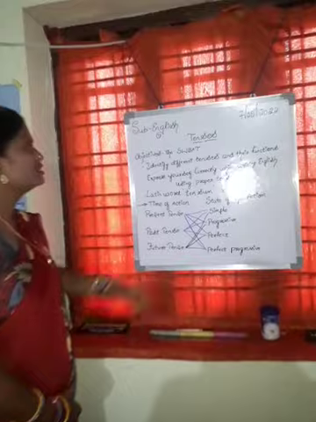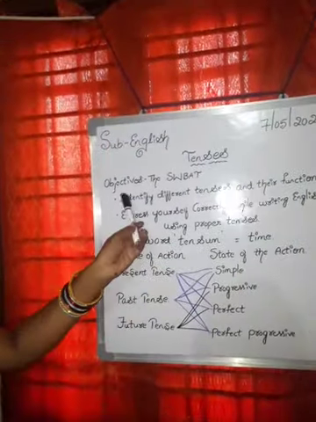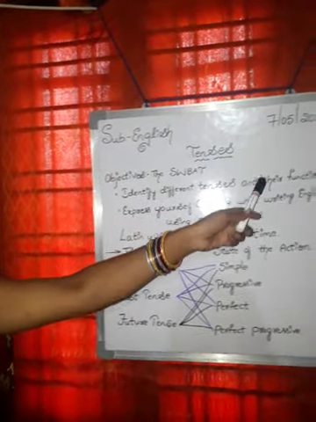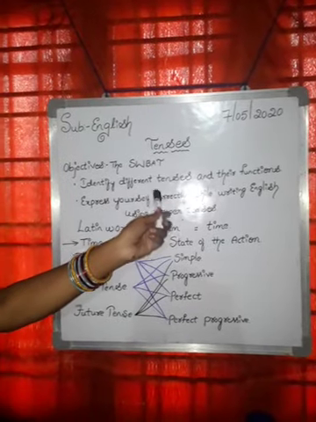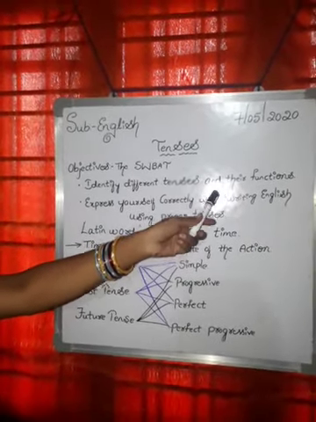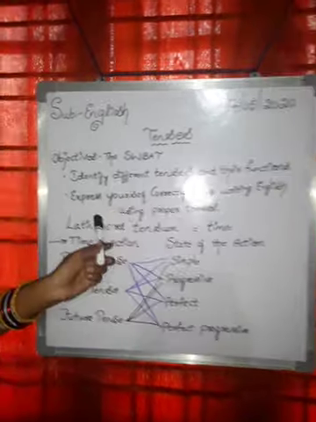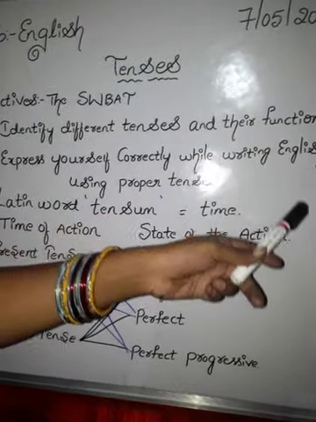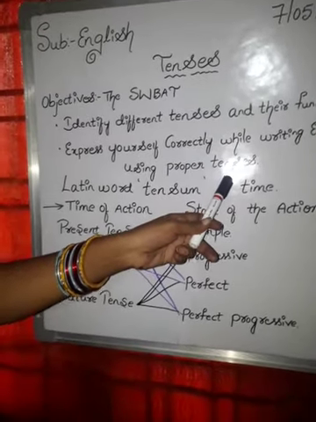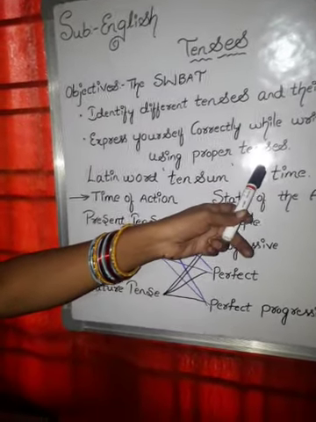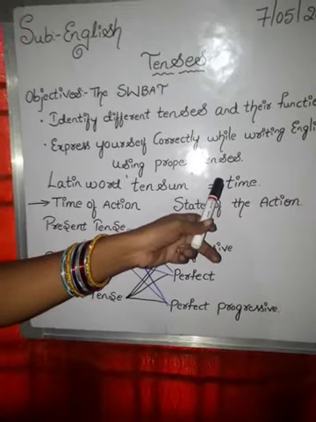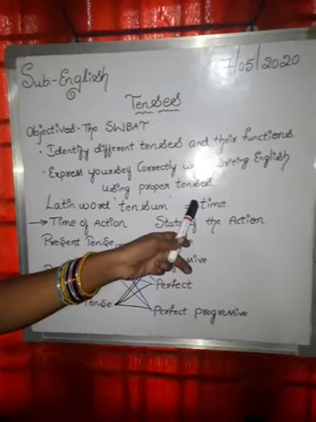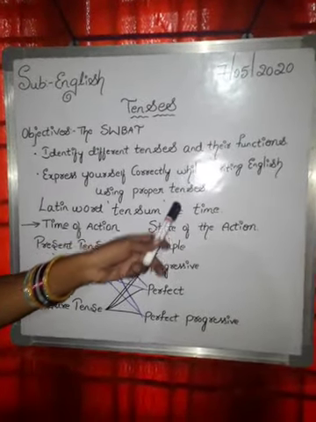Before going to the topic, the objectives of this topic are: the students will be able to identify different tenses and their functions. The students will be able to know the different tenses and what their functions are. And they will express themselves correctly while writing English using proper tenses. So, while writing, they will make use of these tenses. Based on the situation, which tense we have to use, we are going to learn in this session.